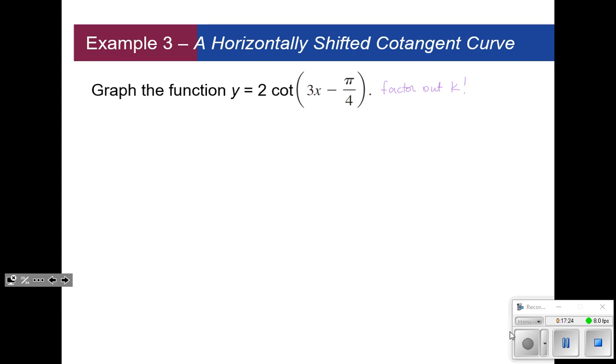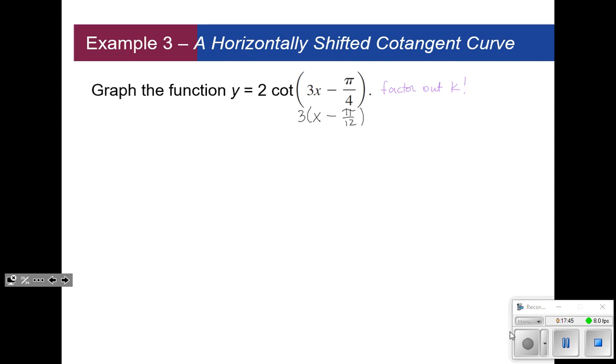Okay, so that would give me, if I factor out the K, x minus pi over 12. Okay, how do I know it's pi over 12? Because pi over 4 divided by 3 is like pi over 3 times 4. I'm dividing that 3 out, so it goes on the bottom with the 4.